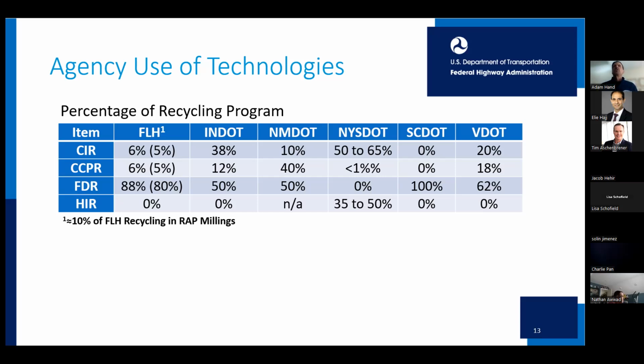Now, I skipped over federal lands, and I just want to provide an explanation there. The numbers in parentheses are the reported percentages, but they also use millings as a recycling technique. And so 10% of their program is just wrap millings. The numbers to the left that aren't in parentheses are the percentages accounting for the fact that we were doing it as percent of the total, so they're bumped up. Okay, so it's 6% CIR and CCPR, and then about 88% FDR.